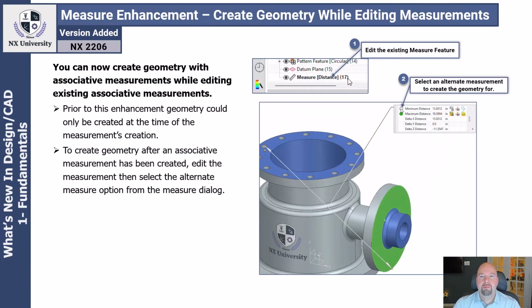Additionally, we also have the capability to create geometry while editing measurements here, also introduced in NX 2206. So we can now create geometry with associative measurements while editing existing associative measurements. Prior to this enhancement, geometry could only be created at the time of measurement creation. Now we can go ahead and create geometry after an associative measurement has been created. If we want to go back in, edit the associative measurement, we can go over to the right-hand side and we can select the Create Geometry button there on the pop-up measure dialog box in the graphics display.